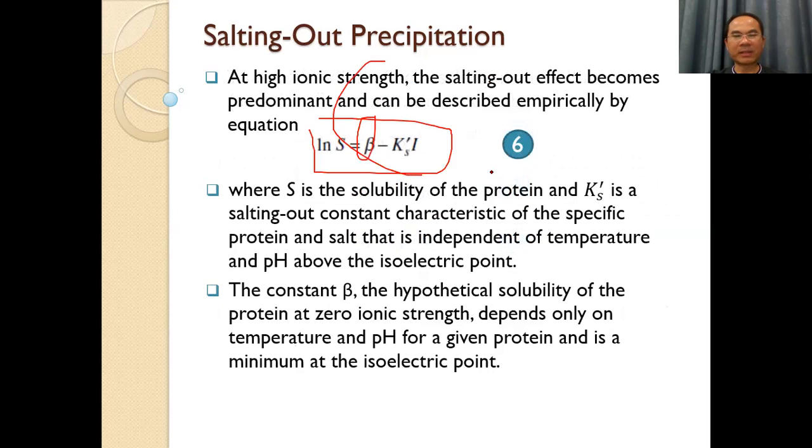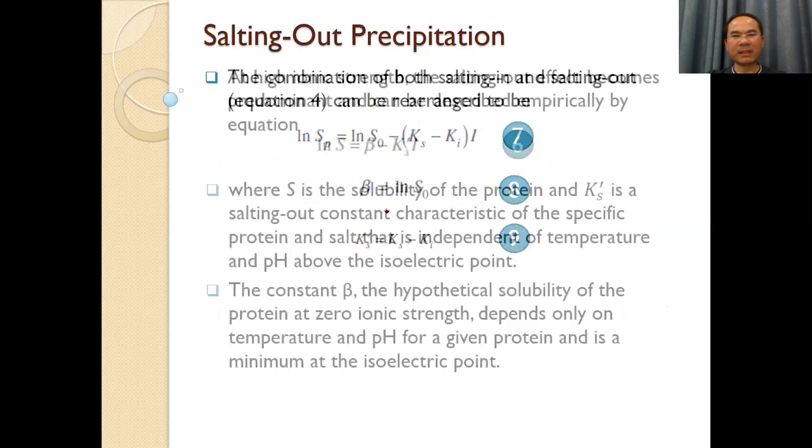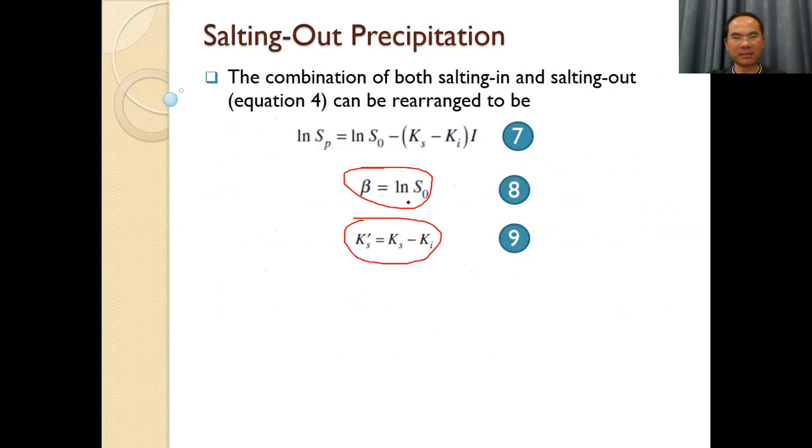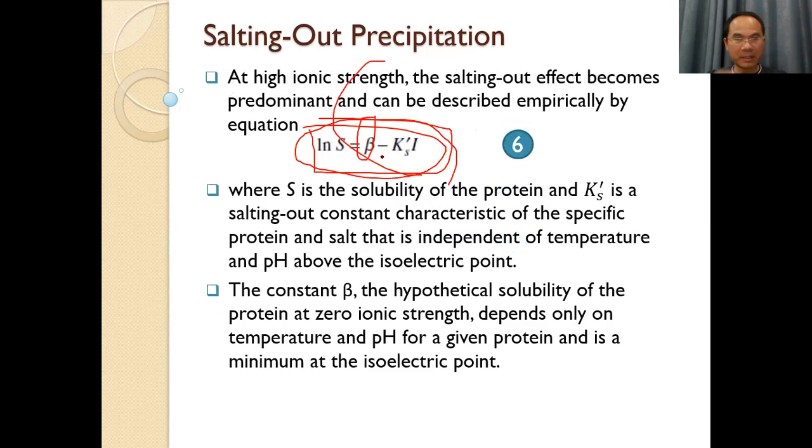If we combine equation 4 in terms of this equation, we get this. Beta is also log S0, and K dash S is also Ks minus Ki. Ki is the constant for salting in, and Ks is my constant for salting out. That means we can express it in this equation 4.